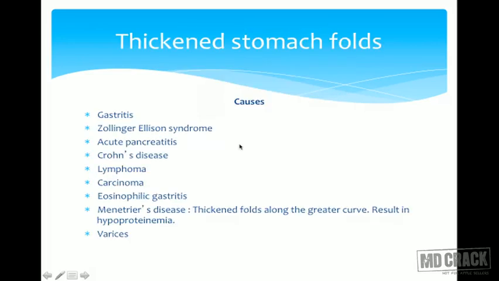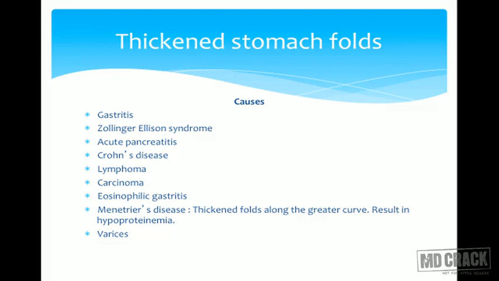What about thickened stomach folds? Now these thickened stomach folds can be seen because of gastritis, Zollinger-Ellison syndrome, and acute pancreatitis can give reactive thickening of the stomach. Crohn's disease, lymphoma, carcinoma, eosinophilic gastritis, Menetrier's disease, and varices. So there's a host of differential diagnoses for thickened stomach folds.